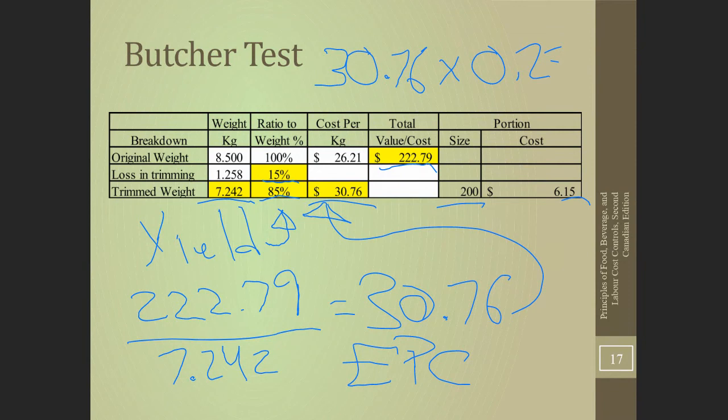Well, I get $6.15. That is the cost of a 200-gram portion of our lamb that takes into consideration the 85% yield. So that's the portion cost. Does anybody have any questions about the butcher test before I continue?